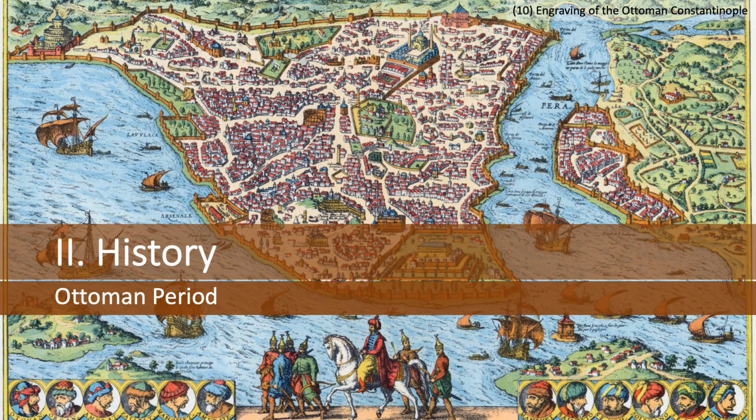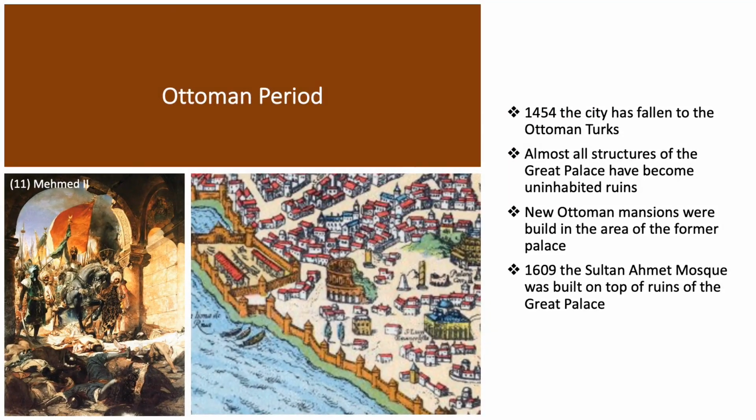History of the Ottoman period. The Ottoman period began when the Ottoman Turks conquered the city of Constantinople in 1454. Until then, almost all structures of the Great Palace had become uninhabited ruins. The Ottomans reused the ruins and the area of the former palace to build new Ottoman mansions. In 1609, they built the Sultan Ahmet Mosque on top of the ruins of the former Palace of Daphne.